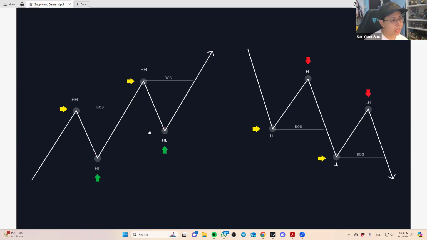This is also an important principle because you don't want to be jumping into a buy trade at a high point or selling at a low point. You always want to wait for the pullback. And that's what we always expect: after a break of structure, expect a pullback.